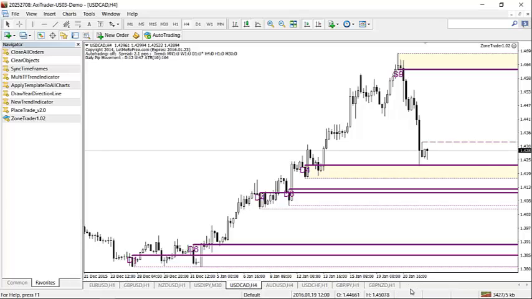Straight away you can see how good these zones are even on this one chart. Down the bottom here you can see where price has come down to the zone, touched it and then left. This would be an opportune moment for a long entry.